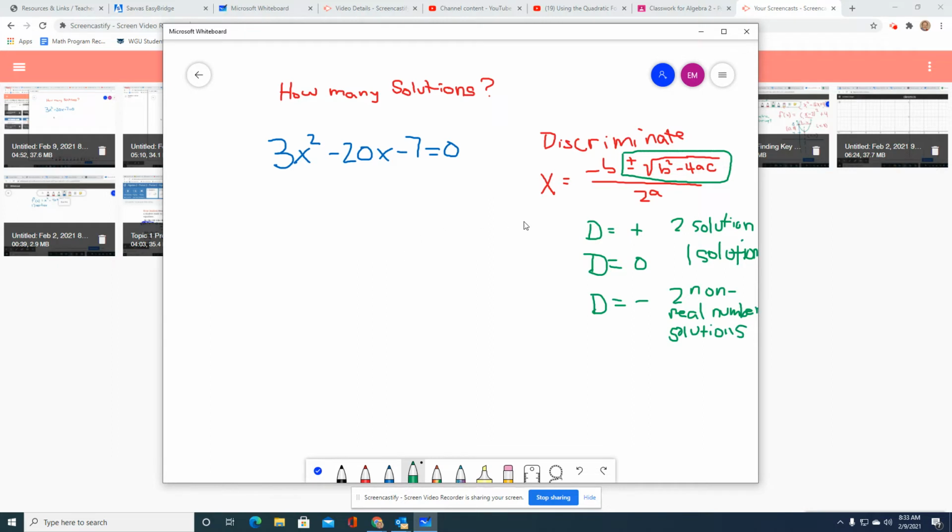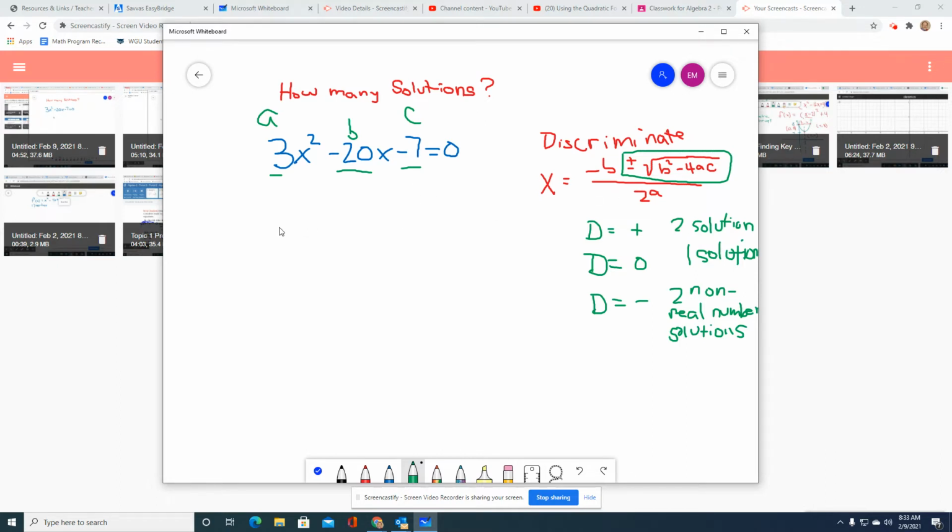Okay, now that we have that, I just want to refresh your memory what A, B, and C are. A is the coefficient in front of the squared value. B is the coefficient in front of the x value. And remember, you need a minus or negative sign with the whole number if that number is negative. Same thing with C. If the constant value C has a negative or minus sign in front of it, it goes with the number when you plug it into the discriminant.